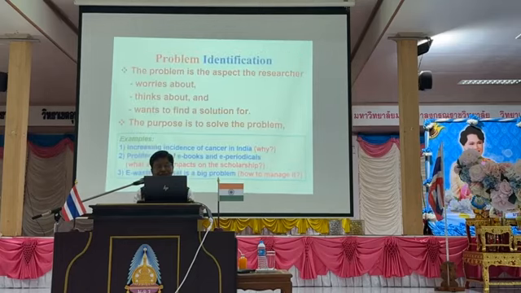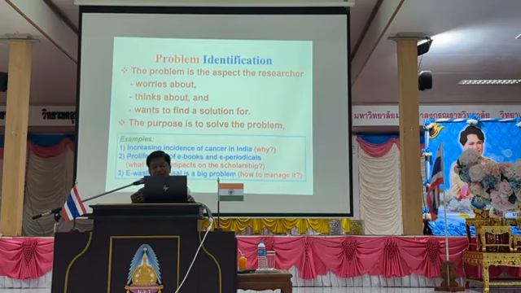So one example I have given: increasing incidence of cancer in India, why there are increasing cases of cancer in India. Second, proliferation of e-books and e-periodicals, what are the impacts on scholarship, whether the e-journals or e-books are giving any impact in advancement of knowledge. Then e-waste disposal is a big problem, how to manage it.